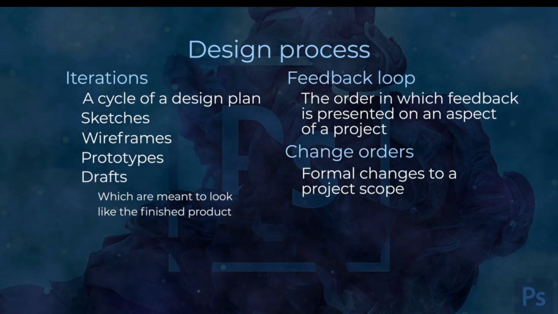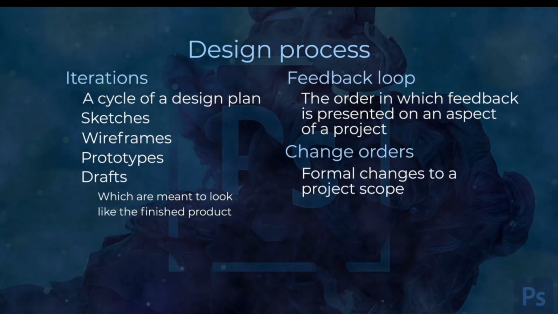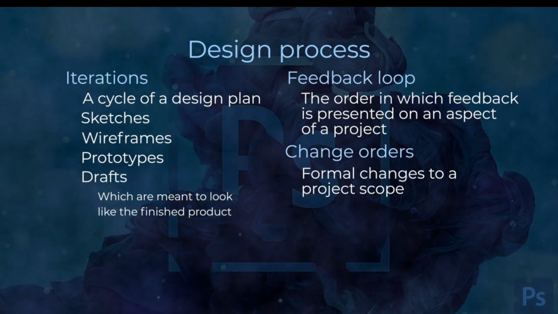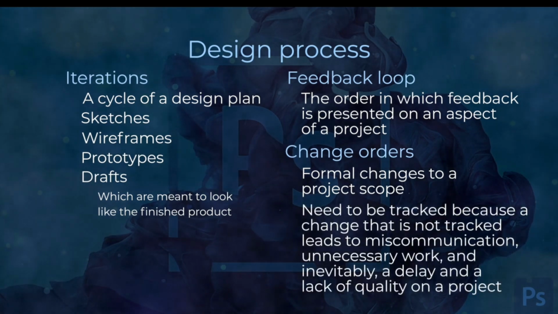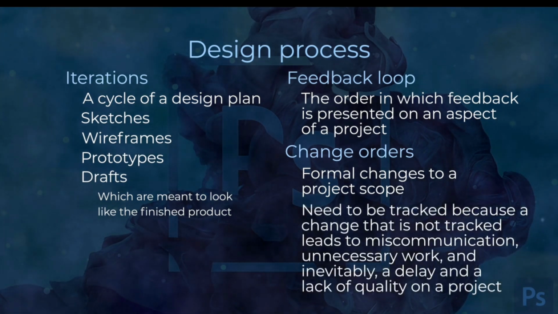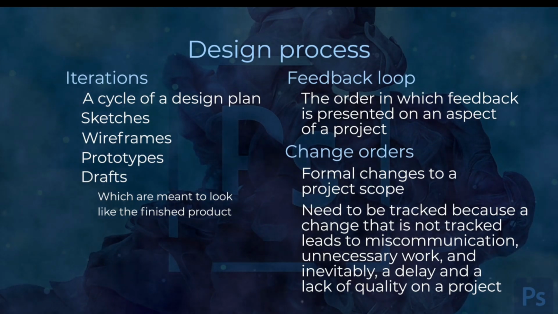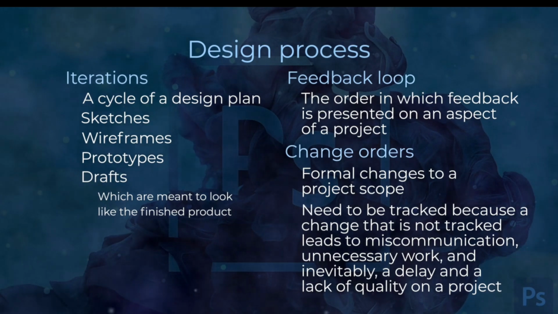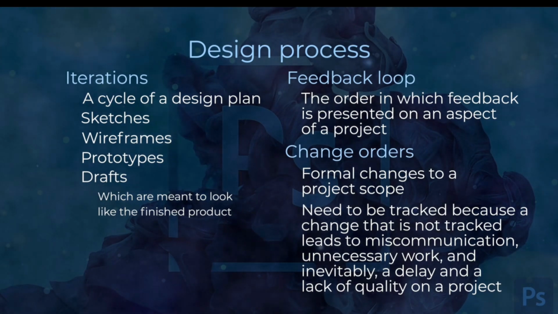Change orders need to be officially requested and approved or denied after being part of the feedback loop. Change orders need to be tracked because a change that is not tracked leads to miscommunication, unnecessary work, and inevitably a delay and a lack of quality on a project.